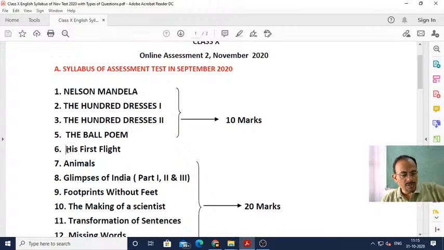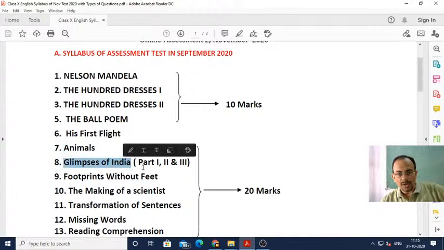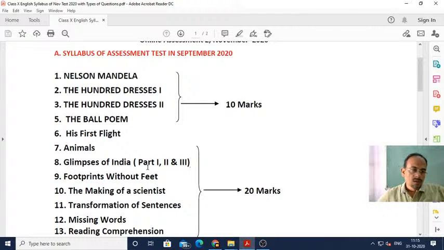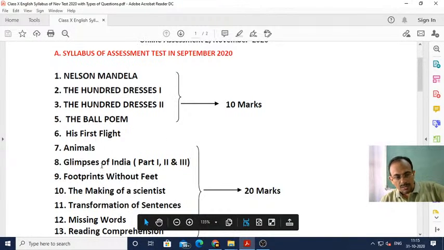Next is his first flight. Okay, his first flight only you have to prepare. Then animals you have to prepare. Glimpses of India, part 1, part 2, part 3. Okay, there are three parts in this lesson, and you've got to prepare all the three parts.